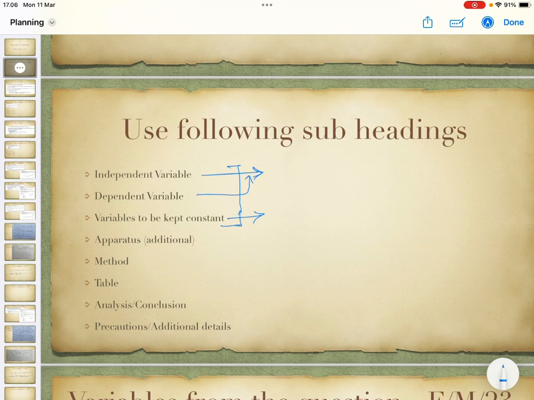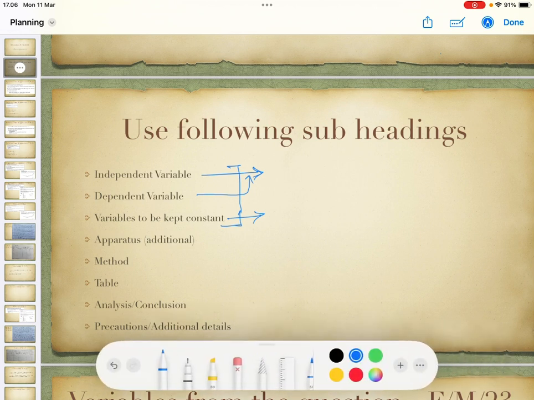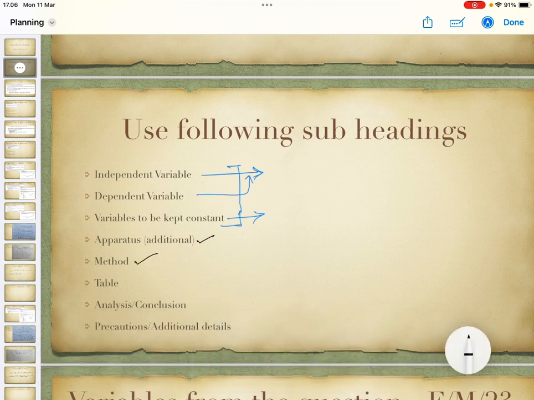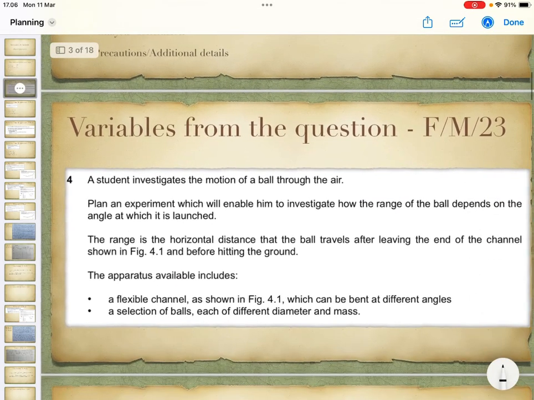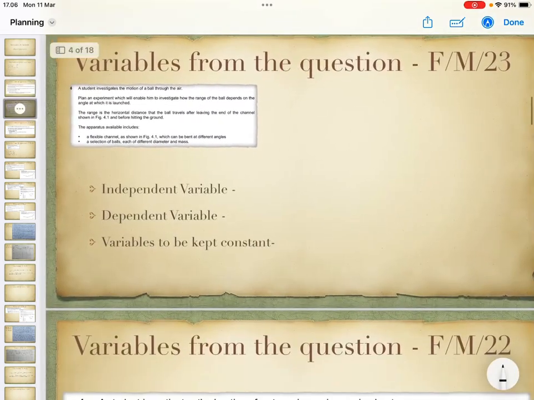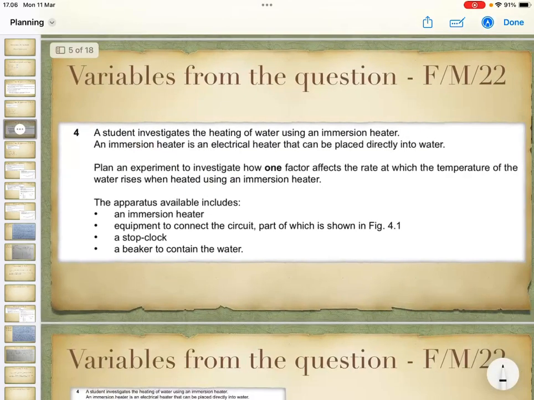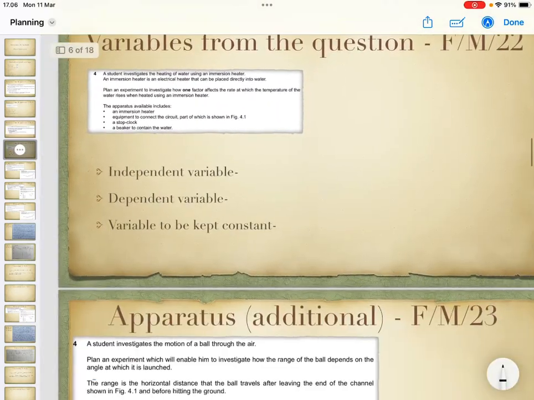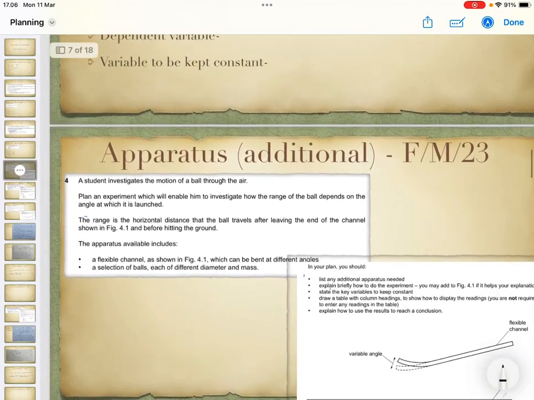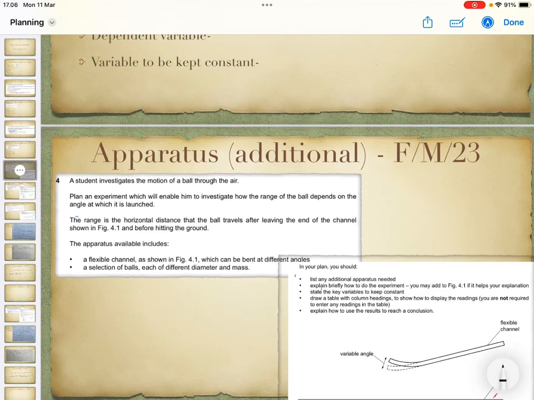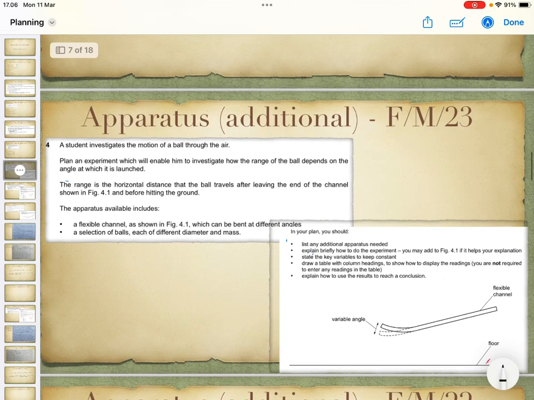All right, so in this second part of the video we are going to focus on the next 2 subheadings, which are the additional apparatus required and the method. Okay, all right, without further ado, let us use the same 2 past year papers, Feb March 23 and Feb March 22, to discuss these 2 subheadings. Okay, first let us focus on Feb March 23. So let's reread the question.